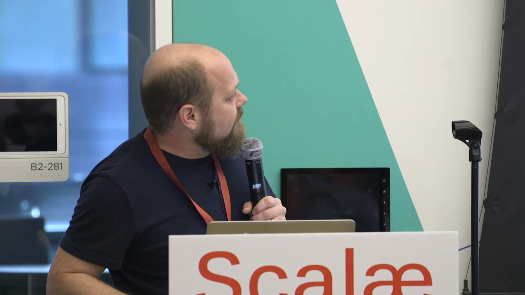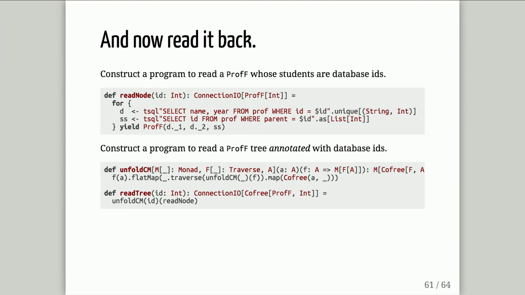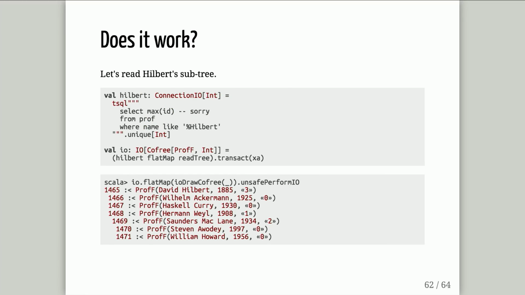Okay, so in any case, now that we have this, our read tree method is trivial. We just delegate to read node and we're done. And does it work? It works. I'm a little embarrassed by this because, as I said, I've been inserting so many copies of this tree that I actually have to find an ID, and there are a lot of them. So I find one ID that matches Hilbert. That's what that first program does. It's not very interesting. Then I flat map it into read tree, and then I print it out, and it does work. It fetched out Hilbert's subtree and printed it out. So that kind of ties the knot and everything works.